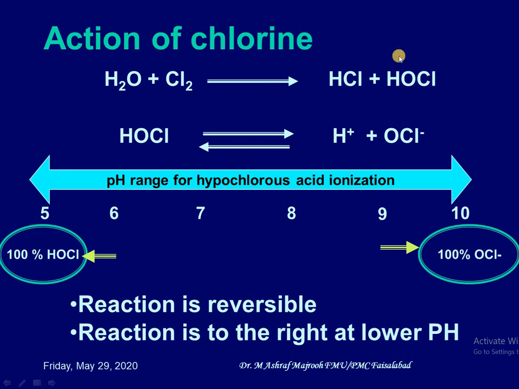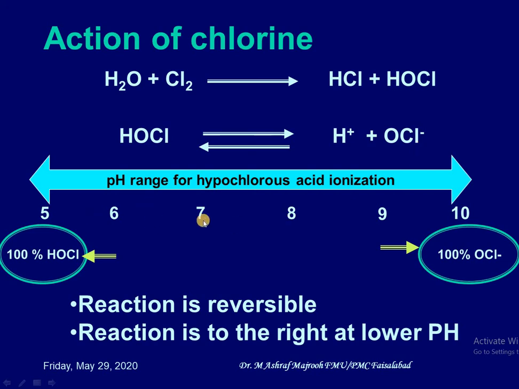The bactericidal activity is associated with the formation of hypochlorous acid. The hypochlorous acid at optimum pH will decompose into H positive ion and OCl negative ion. This OCl negative ion is actually the bactericidal agent. The level of OCl ion must be maintained in the water.